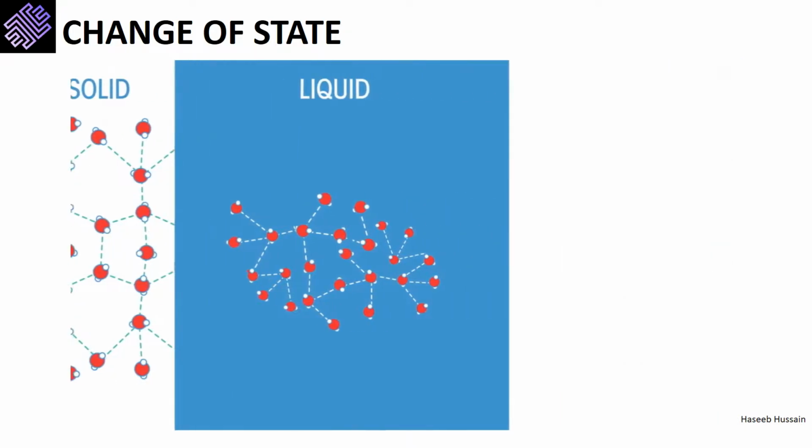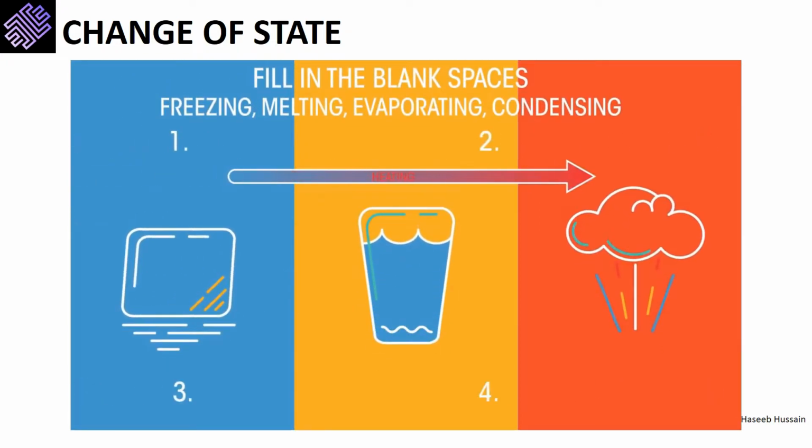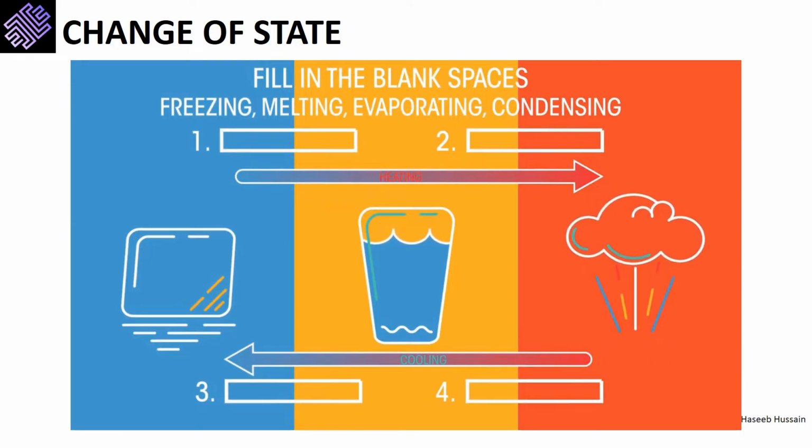When the liquid is heated further, the molecules start to move with greater speed and higher kinetic energy. The bonds holding the molecules also break, increasing the spacing between particles. Potential energy increases. Can you fill in the names of processes involved with changes in state of matter?